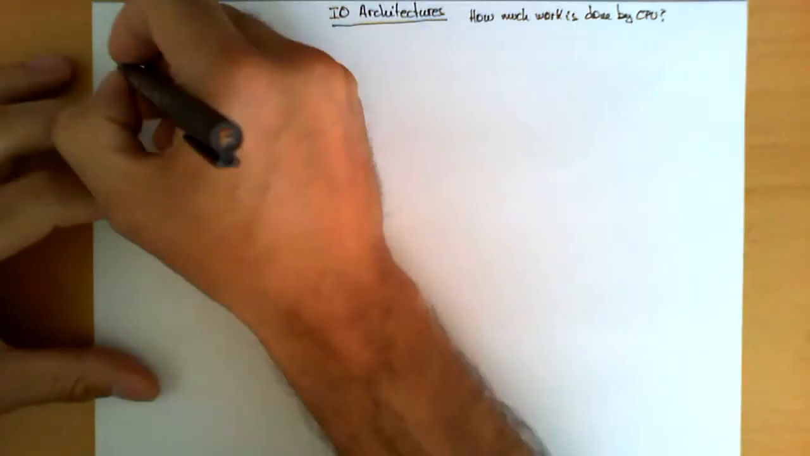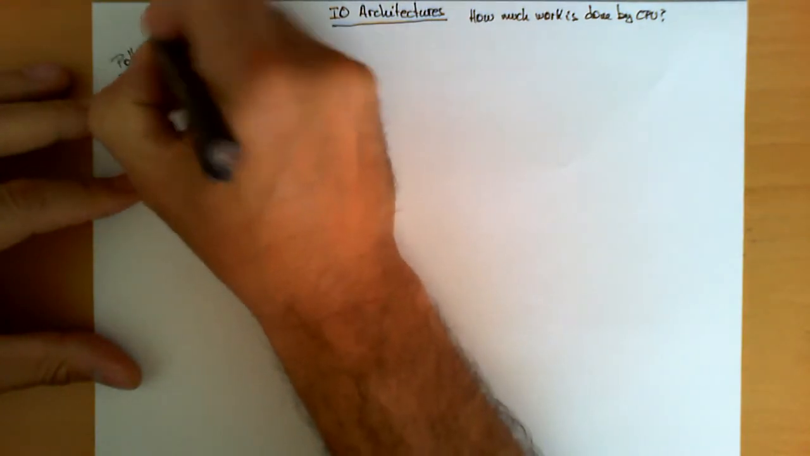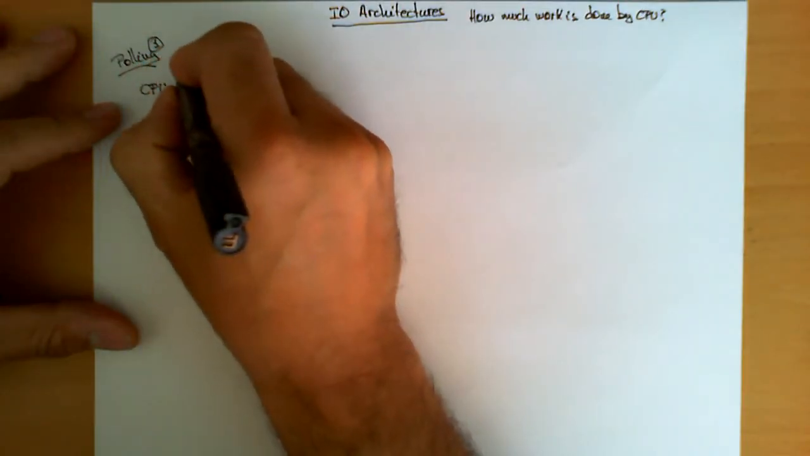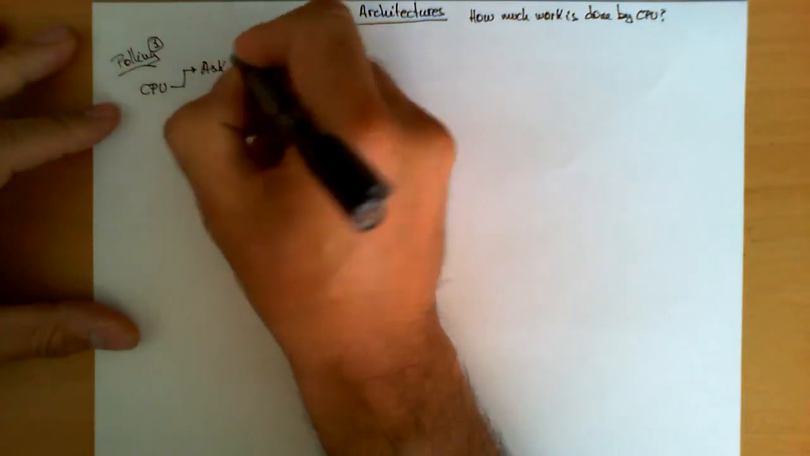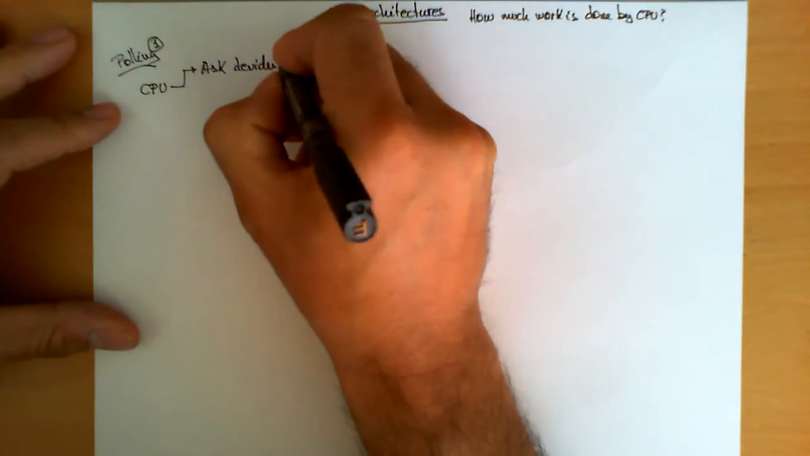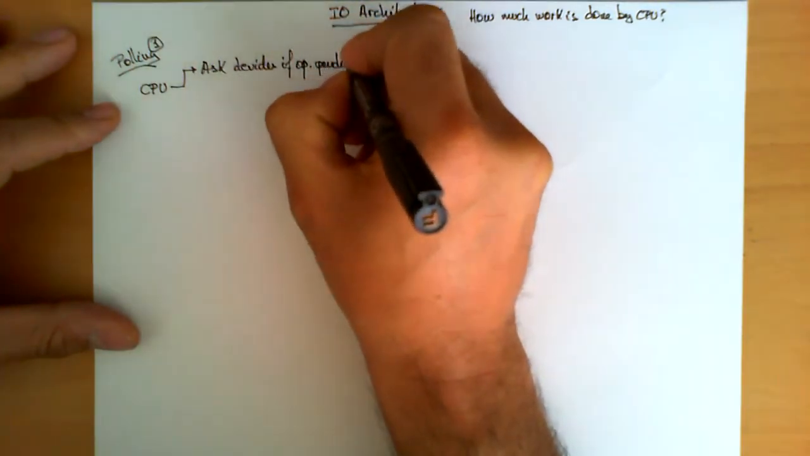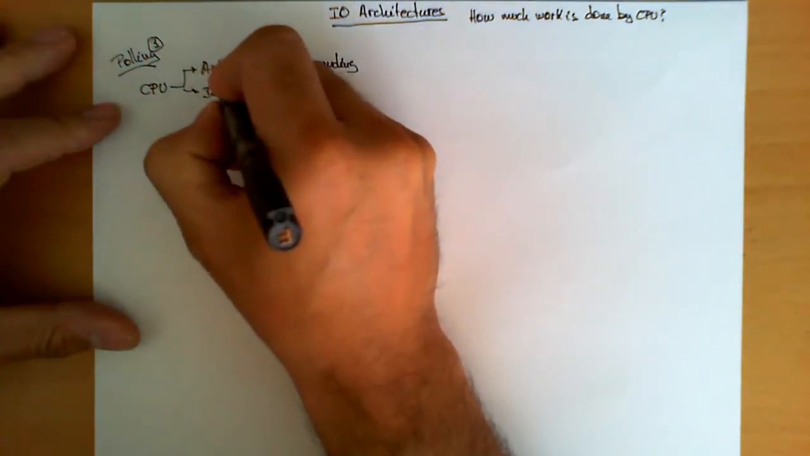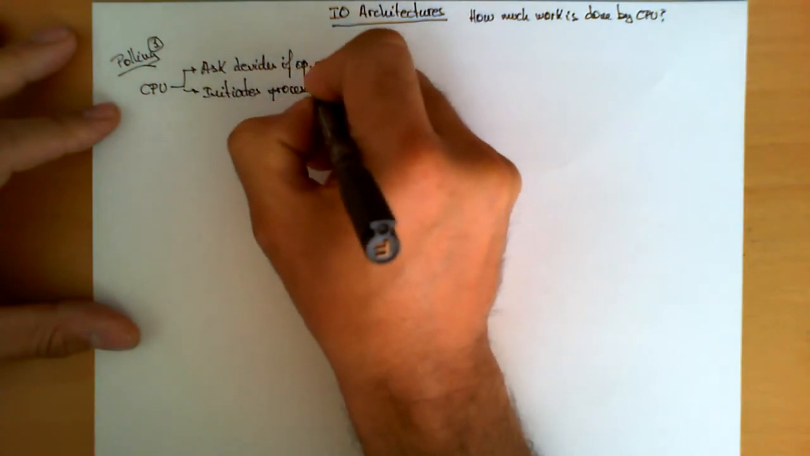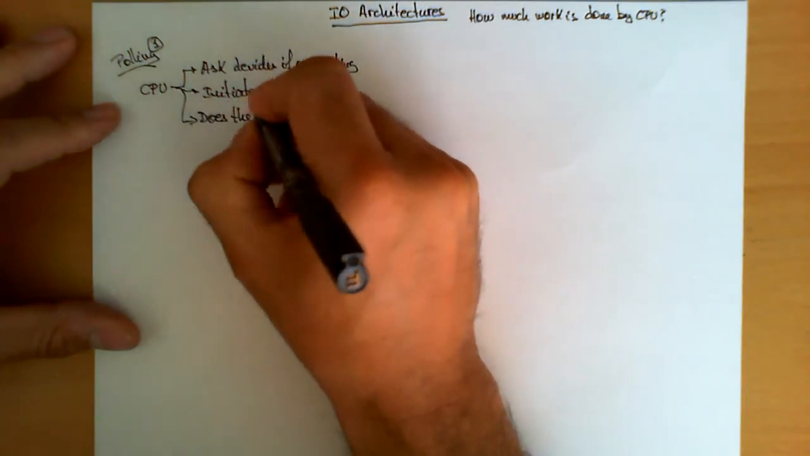Now let's start with the first strategy, a very simple one. It's called polling. Let's call it number 1, and it's very simple to explain because basically the premise is that the CPU takes care of everything. First, it has to ask devices if an operation is pending, initiates the processing, and does also the transmission of data.